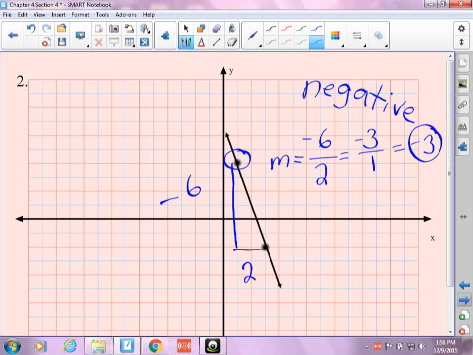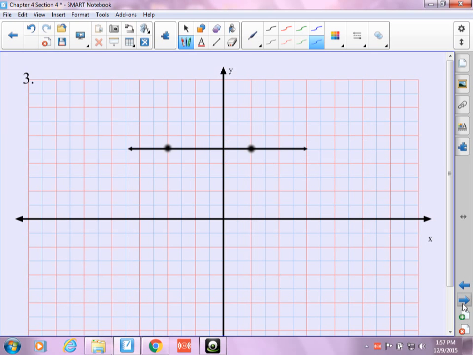So when you do this, I want M equals negative 6 over 2. And then if you want to reduce it right away to negative 3, I'm fine with that. You don't have to necessarily put negative 3 over 1. But if you need to, you can. Questions? All right, let's keep going.